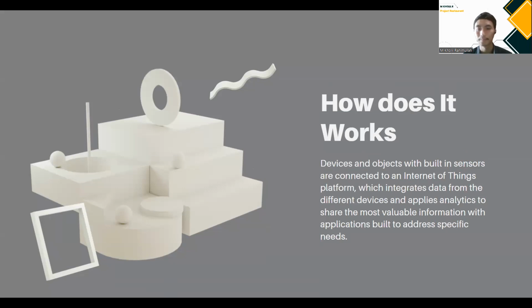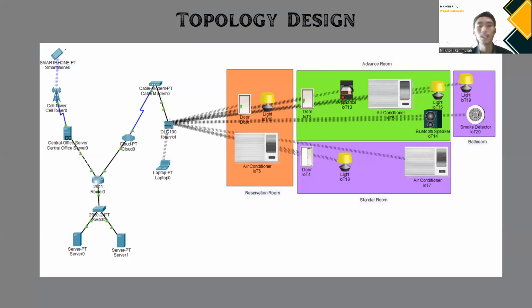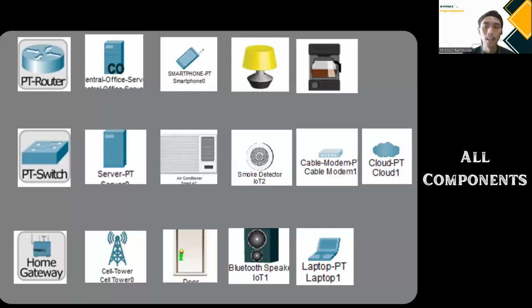Okay, the next is my topology design. On the left side is the network configuration that I use to connect all of the tools in this project, like a door and etc. This is our design. This is the Warteg or semi-restaurant design. And then these are all the components. We have router, switch, home gateway, central office, server PT, and etc. You can see in this picture.